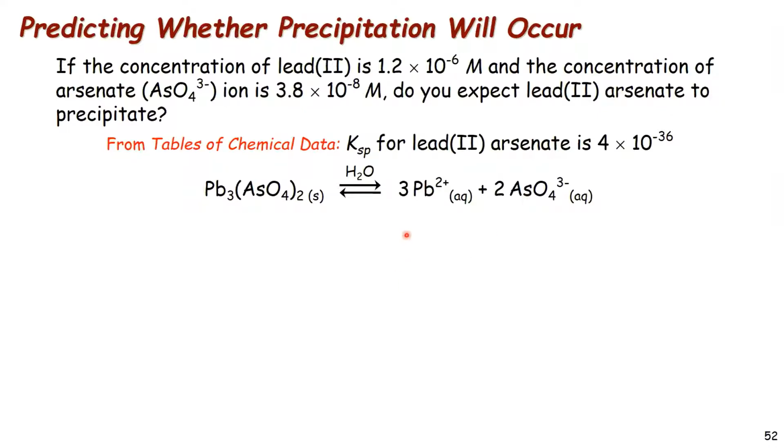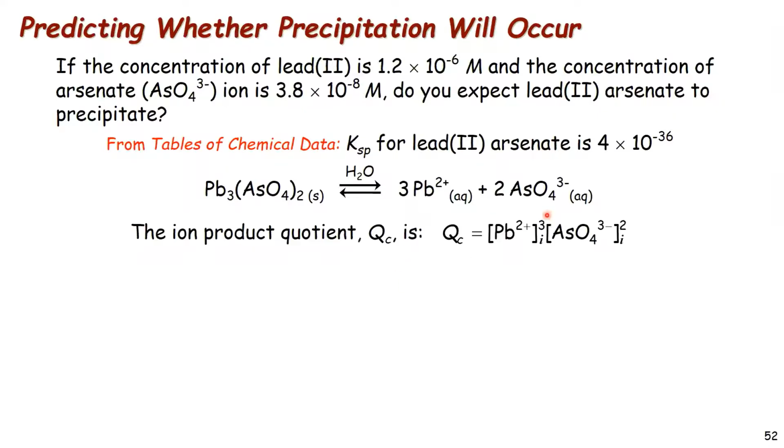So we need to know what the initial concentrations of the lead and the arsenate are, and we need to know the reaction quotient expression, which again is just going to be the concentration of lead 2 raised to the 3rd times the concentration of the arsenate raised to the 2nd. That's what we see here.